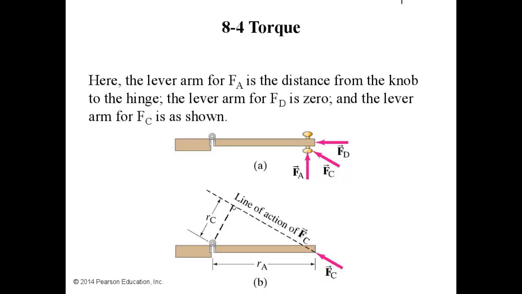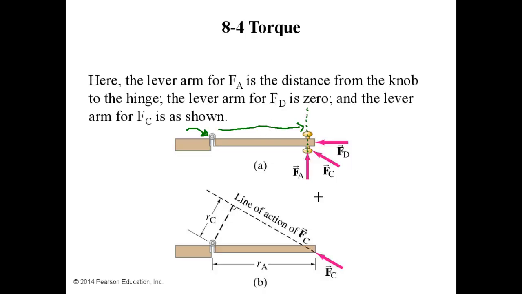So let's take a closer look at these things that are called lever arms. Here we have a door on a hinge. It's always going to have an axis of rotation about the hinge. And we've talked about the case of force A, which has a line of action straight up and down through the door here. So it's going to have a lever arm going out to that distance RA.